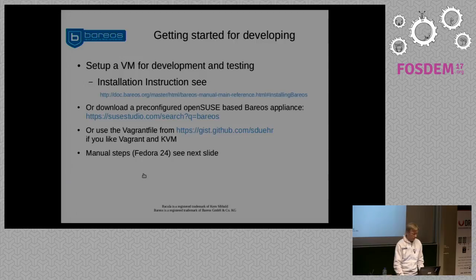So if you want to get started with development of Python plugins, it's a good idea to set up a VM for development. We have instructions of how to set up Bareos in the documentation. There is also a pre-configured appliance we created in SUSE Studio. I like Vagrant and KVM, so I have created a small Vagrant file which you can find here to easily get an installation up and running.